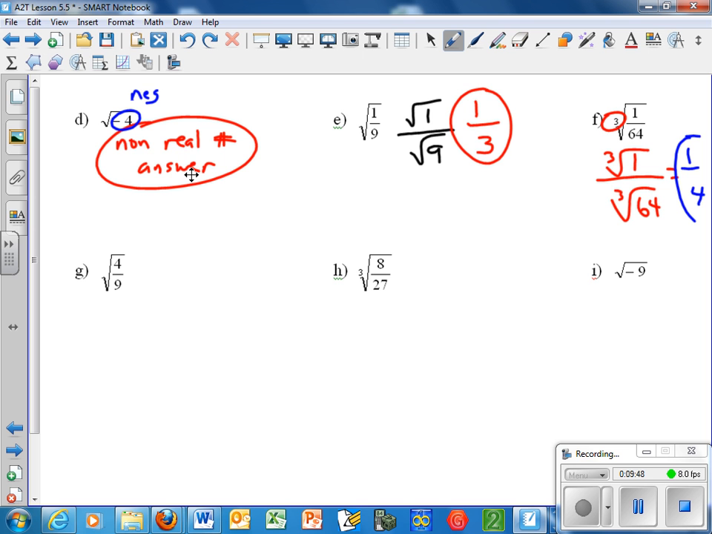Come down here, square root of 4/9. So it's kind of like what we did with the square root of 1/9. It's the square root of 4 over the square root of 9, which is 2/3. They're both perfect squares.